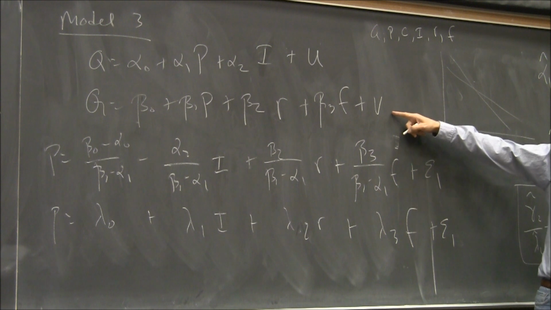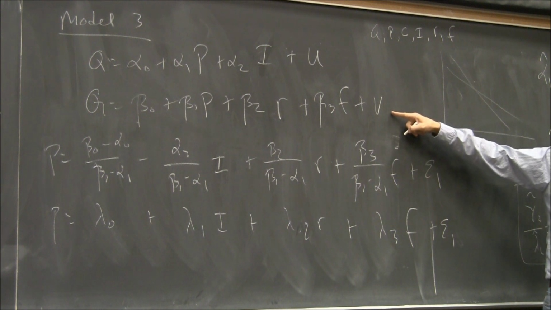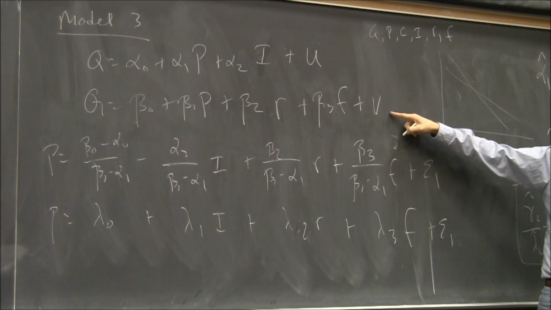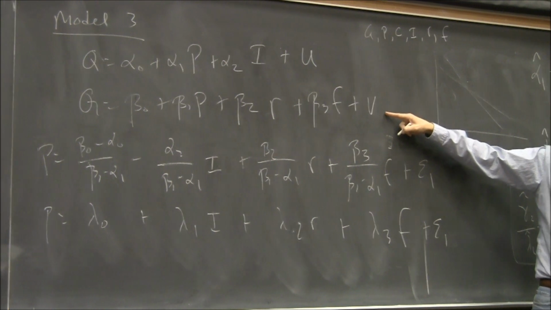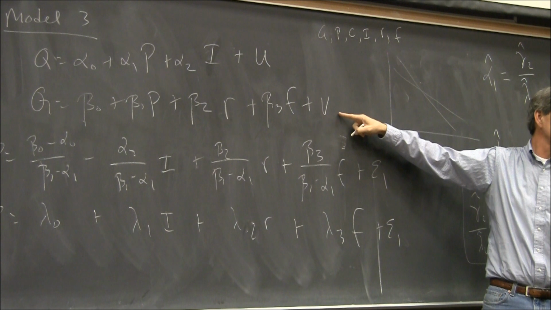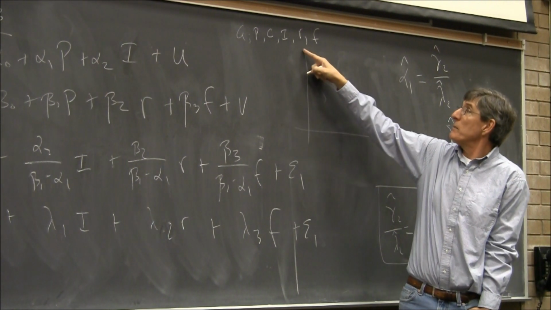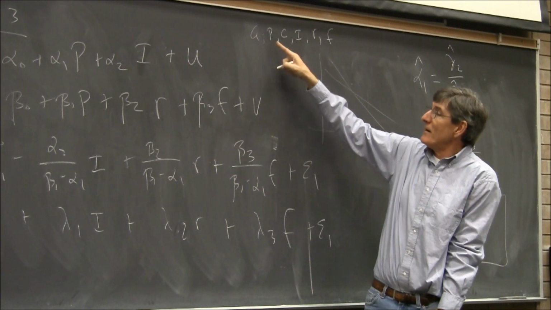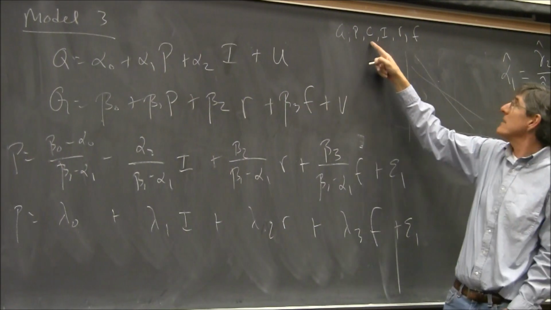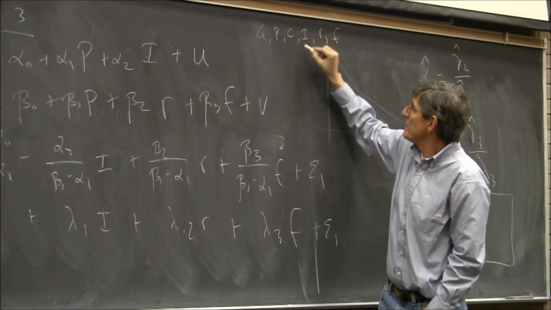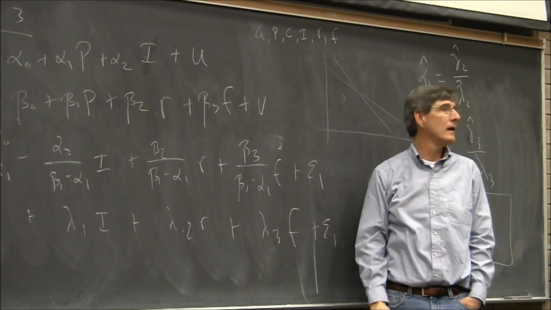How many are excluded from this equation? The only thing missing is I. So there's one restriction, one exclusion. I doesn't appear. Q is there. P is there. There's the constant. C is there. R is there. F is there. The only thing missing from this equation is I.